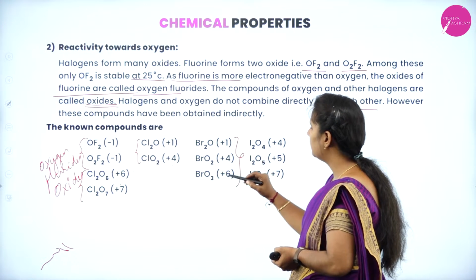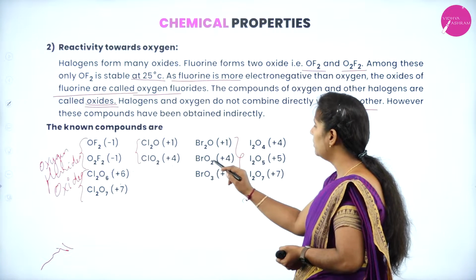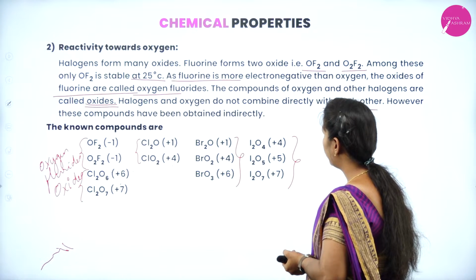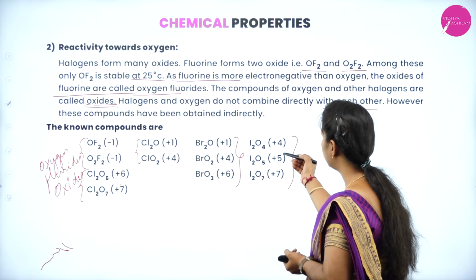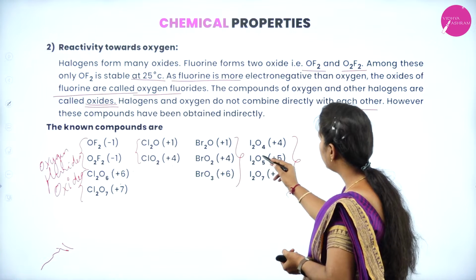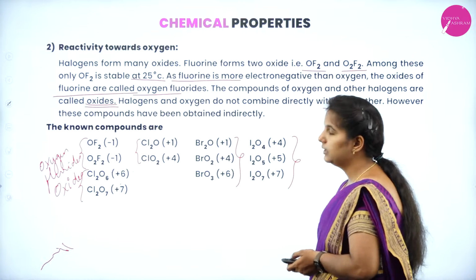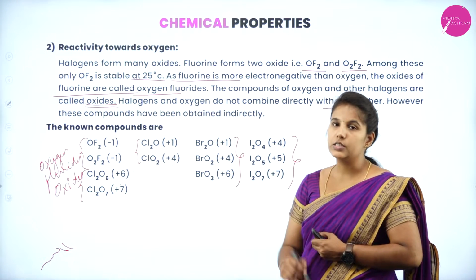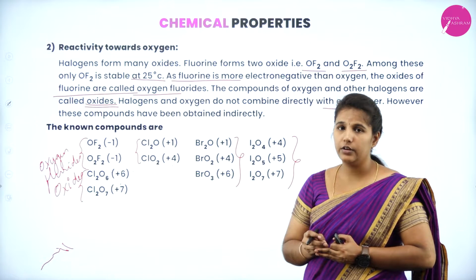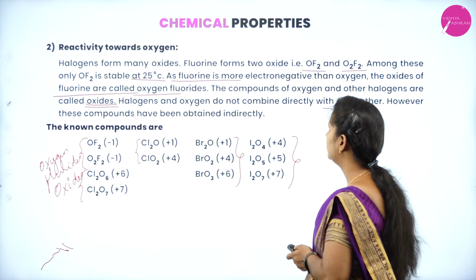Similarly, you can see that bromine shows 3 different kinds of oxidation state, that is Br2O, BrO2, BrO3. Similarly, the iodine, if it combines with the oxygen, forms +3, +5 and +7 oxidation states, and it is I2O4, I2O5 and I2O7. These are the reactivity towards the oxygen. So when they react with oxygen, they form oxides, but especially with the fluorine, it is generally known as what? Oxides of fluorides.